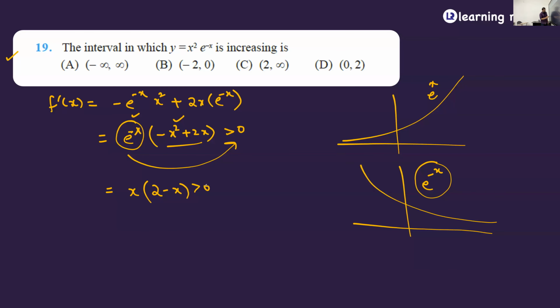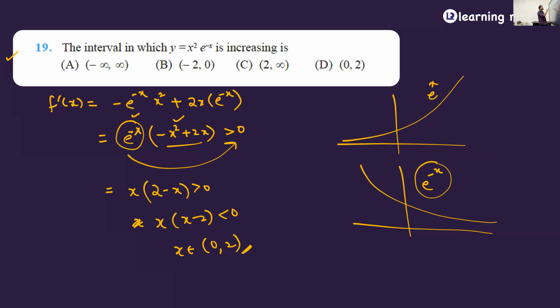So x into 2 minus x is greater than 0. Or I can write x into x minus 2 is less than 0. Can someone tell me what I did there? I took the minus sign out. When the minus sign goes to the other side, the inequality changes. So x into x minus 2 is less than 0. X belongs to 0 to 2.